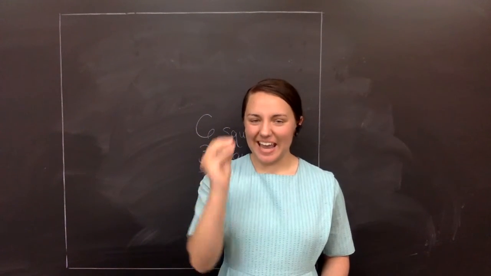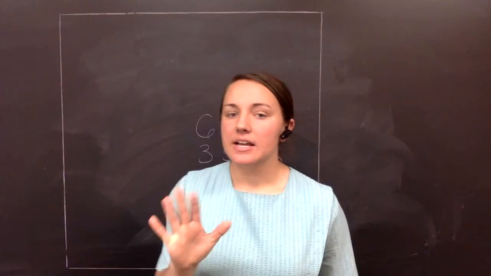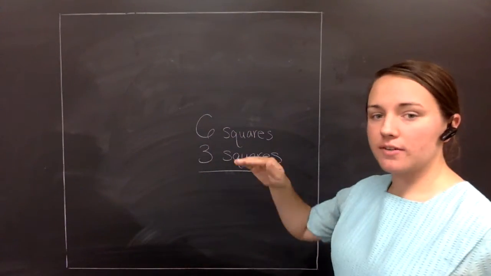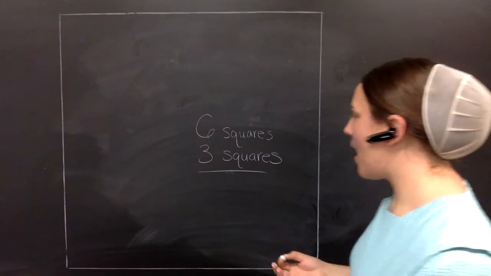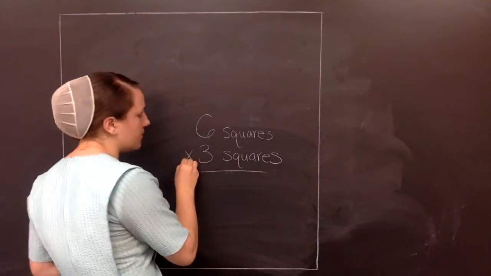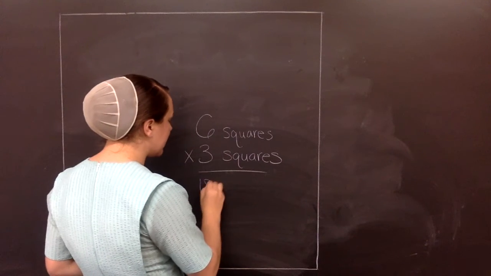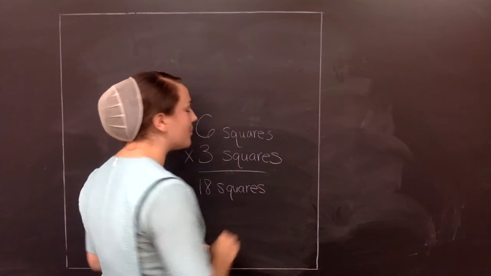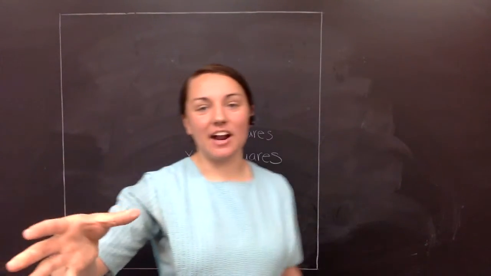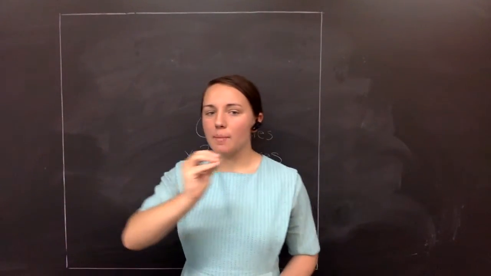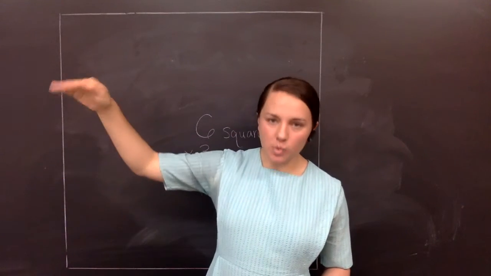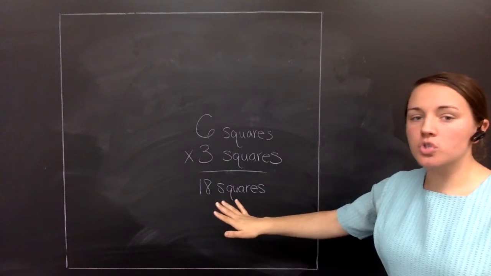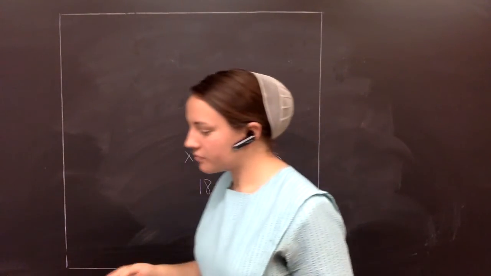Now, you should have gotten 18, okay? We wrote on the chalkboard that there were 6 squares measuring the length, 3 squares measuring from top to bottom. Now, what happens if we go 6 times 3? We get 18 squares, right? So, that is another way of finding the area. If you take how many squares are along the length and how many squares are along the width, and you multiply them, that will give you the total squares in the whole shape.